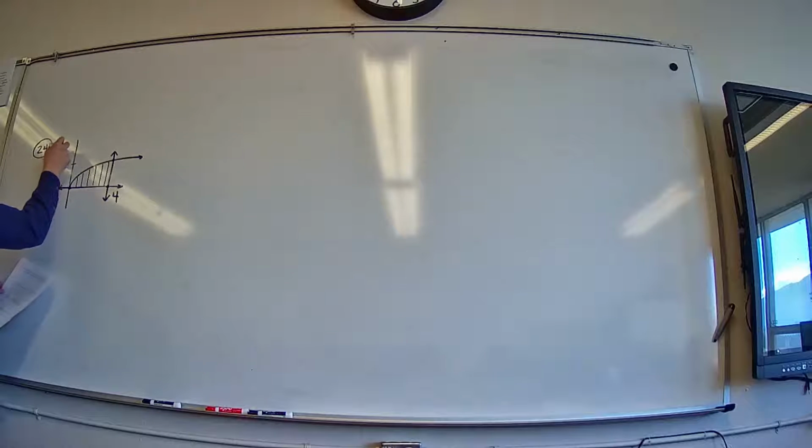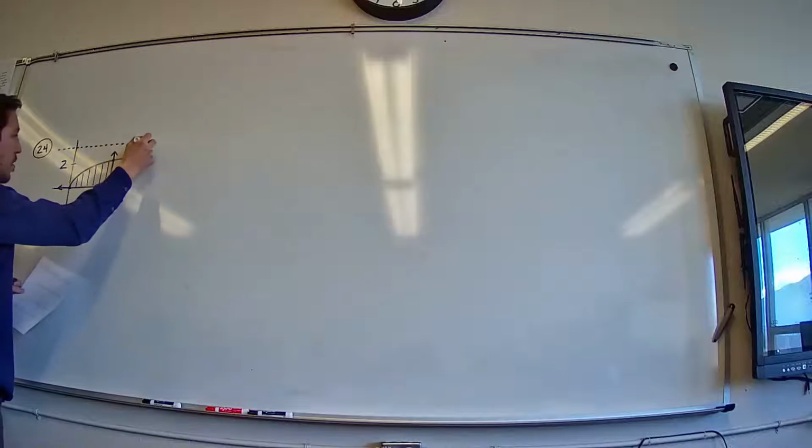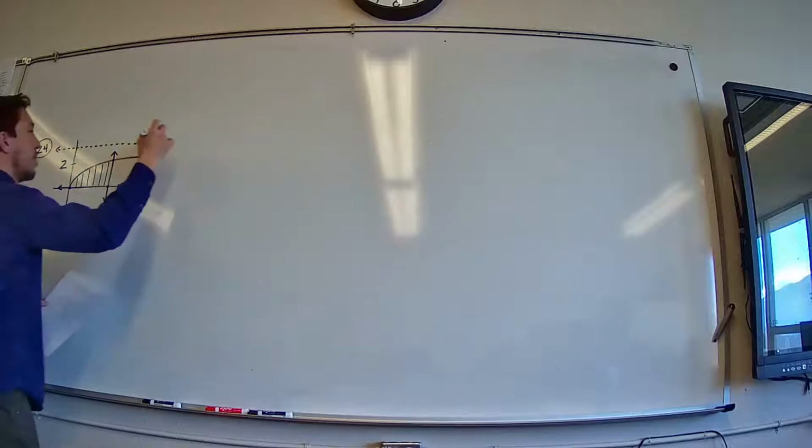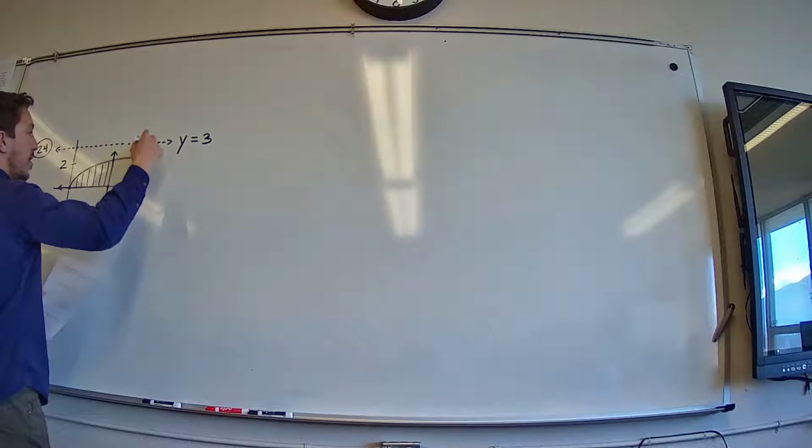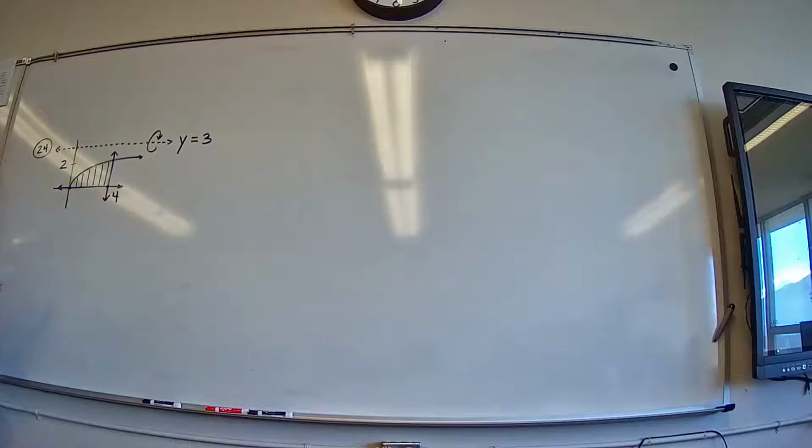So y equals 3 lives up here. And we're going to revolve this region around that line. Okay, so think about the cross sections. If you can visualize the shape, that's awesome. If not, that's not the end of the world, but hopefully you can visualize the cross sections. What are the cross sections? Washers, good.